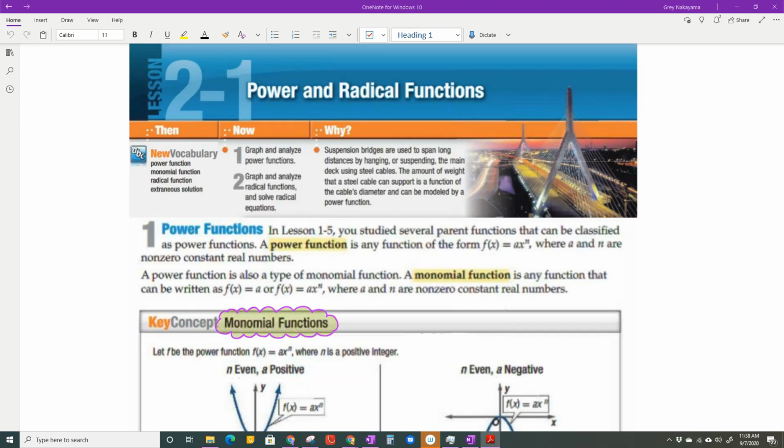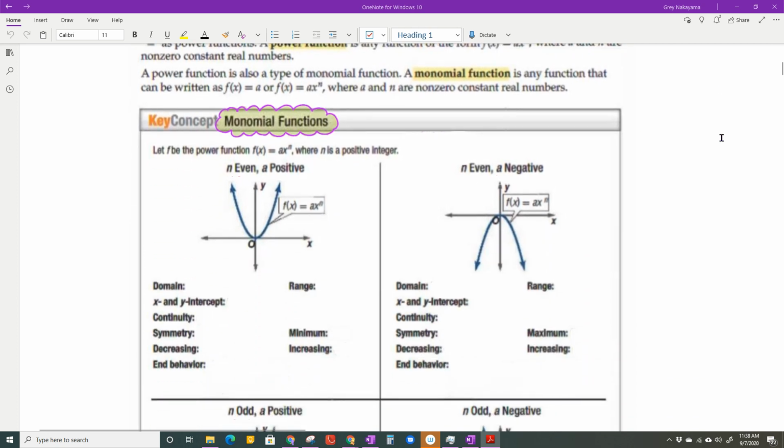Okay, today's lesson is 2-1 Part A of Power and Radical Functions, and we are going to concentrate on graphing and analyzing power functions. Now, to speed up the video, I already have the graphs there, but I'm going to talk about the characteristics that you need to remember of them in case you have some kind of matching feature later on or have to graph them.